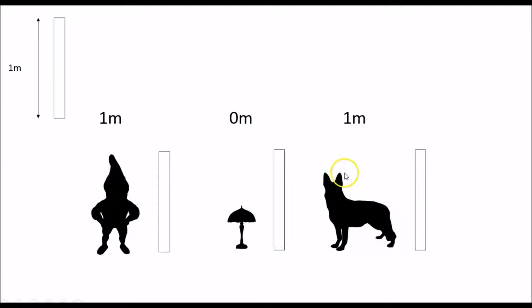And this dog here is obviously less than a meter tall, but since we can't tell exactly how much, and it's closer to 1 meter than it is to 0 meters, we have to say that the dog is 1 meter tall. So according to this ruler, this dog and this gnome are the same height, and this lamp has no height. So this is a very poor resolution, and this is measuring the height to one significant figure.